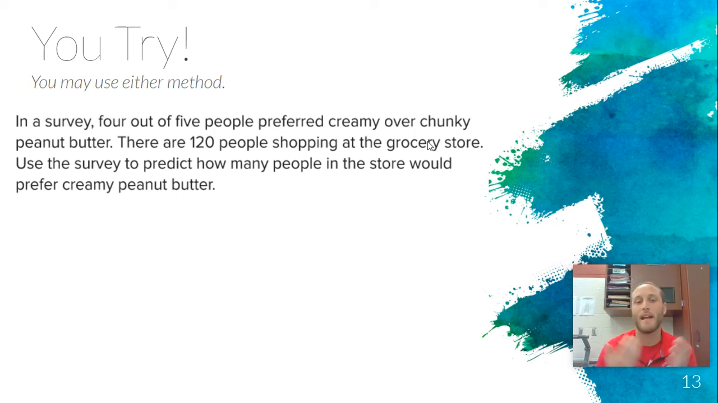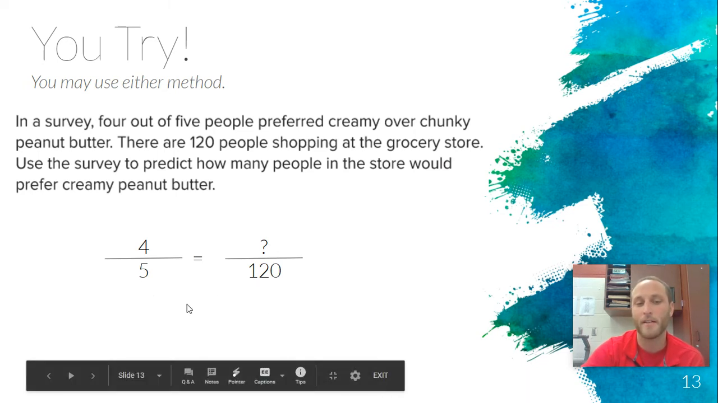So it says we want to predict how many people in the store are going to prefer creamy peanut butter if our ratio already is 4 out of 5 people preferring it. So here's how you're going to set this up before you work it out. So if I have 4 people out of 5 people preferring creamy peanut butter over chunky peanut butter, how many people out of 120 are going to prefer creamy peanut butter? So look for the patterns here, especially from the bottom, and then do the same thing to the top to figure out our answer.